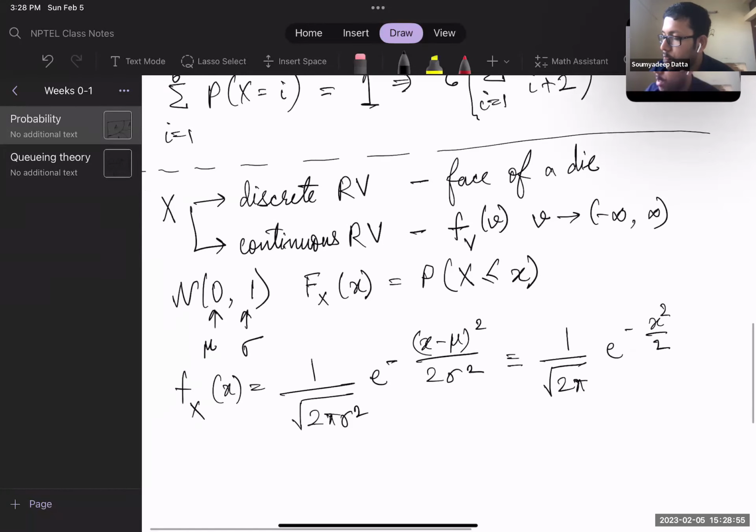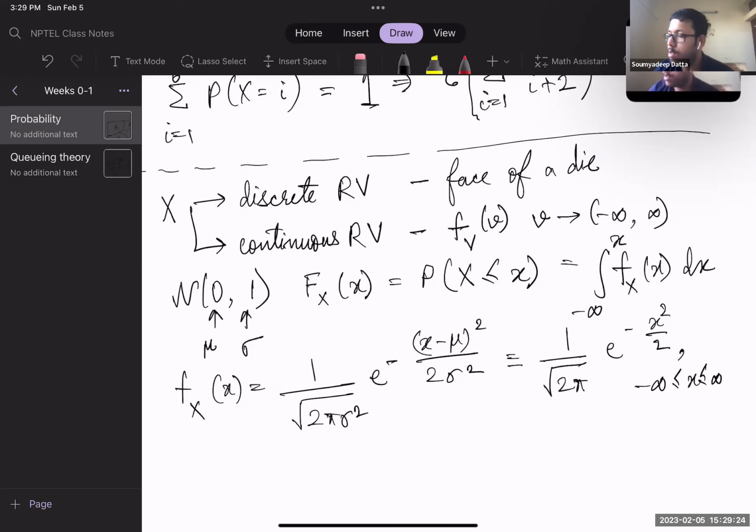And so the probability that x is less than or equal to a certain value x will essentially be the integration of this distribution function from minus infinity till x. Now this cannot be exactly solved, it is numerically solved and it depends on the value of x. Here of course, minus infinity is less than or equal to x, which is less than or equal to infinity.